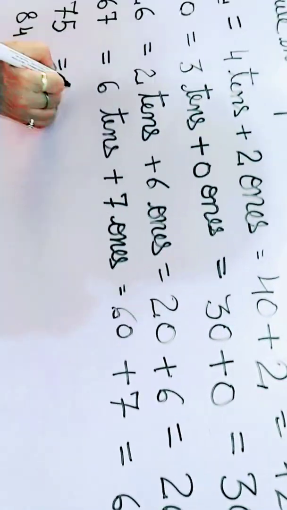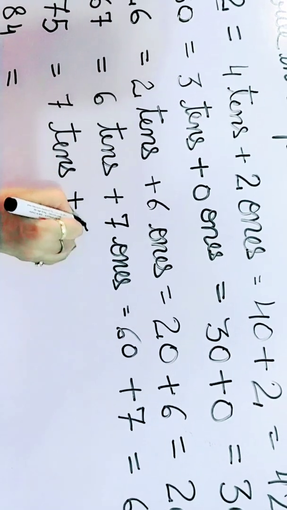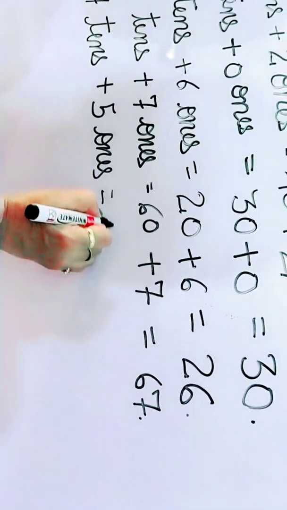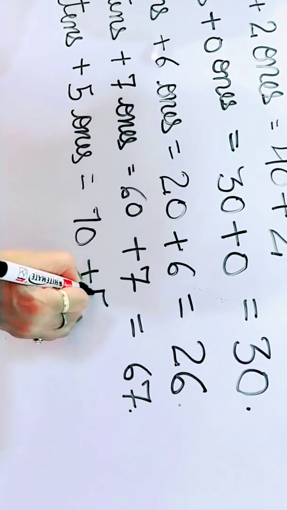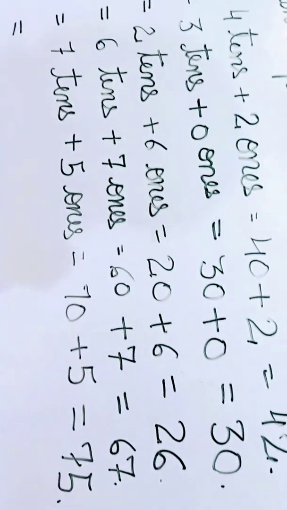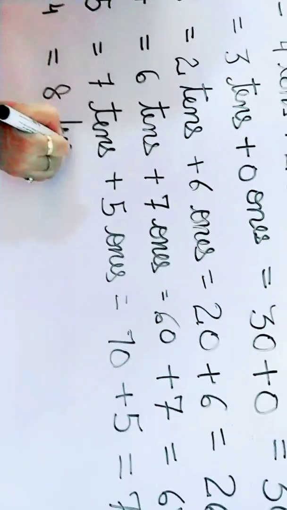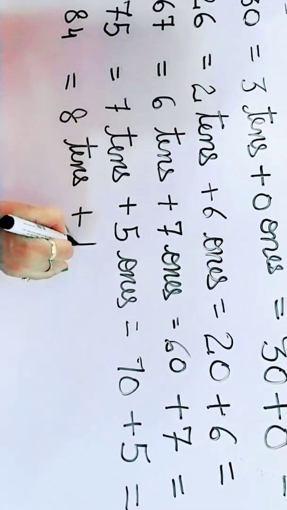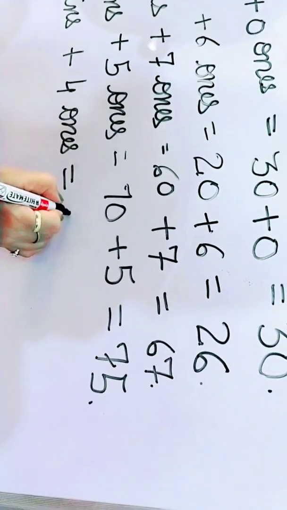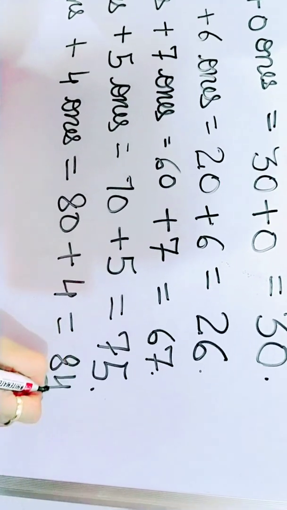Then 75. 7 tens plus 5 ones equals 70 plus 5. So it is 75. Now see the last one, last example. 8 tens plus 4 ones is equal to 80 plus 4, 84.